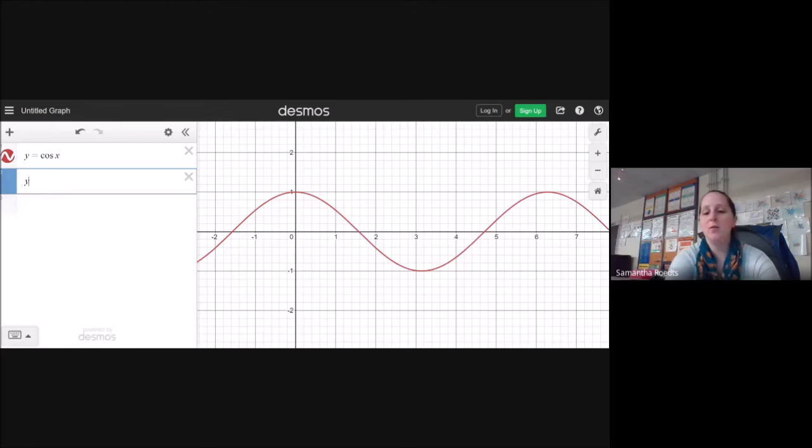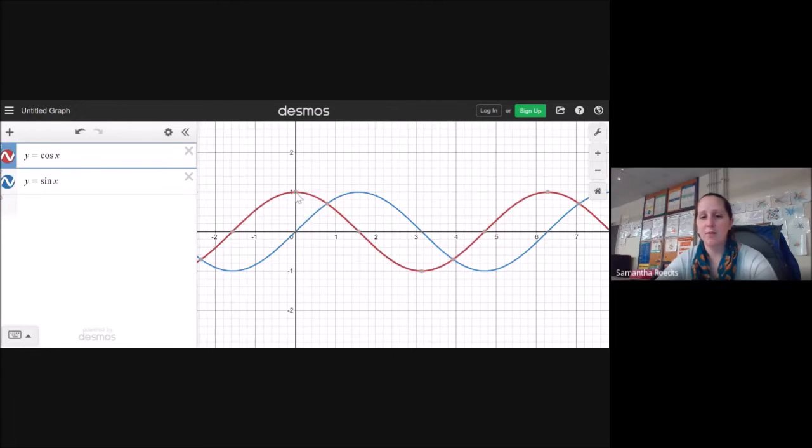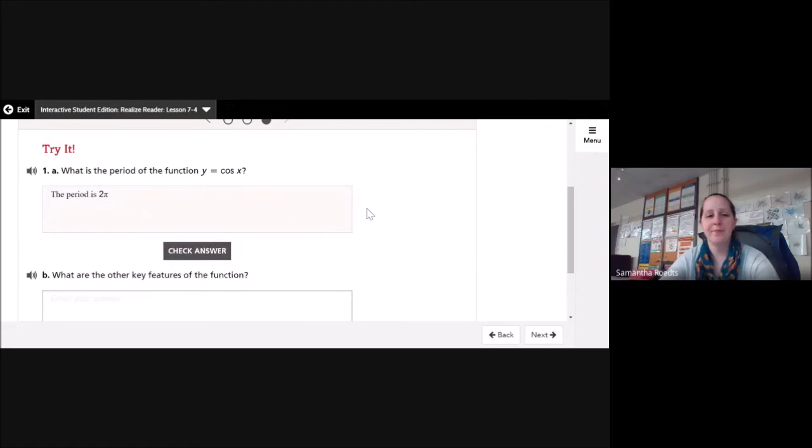So I'll graph y equals sine x, just so you can see it. Here I started at 0, I ended at 0. You can see that's 2 pi as well. So 0, 1, here we are at pi -1, 2 pi over 1. So our period is 2 pi.